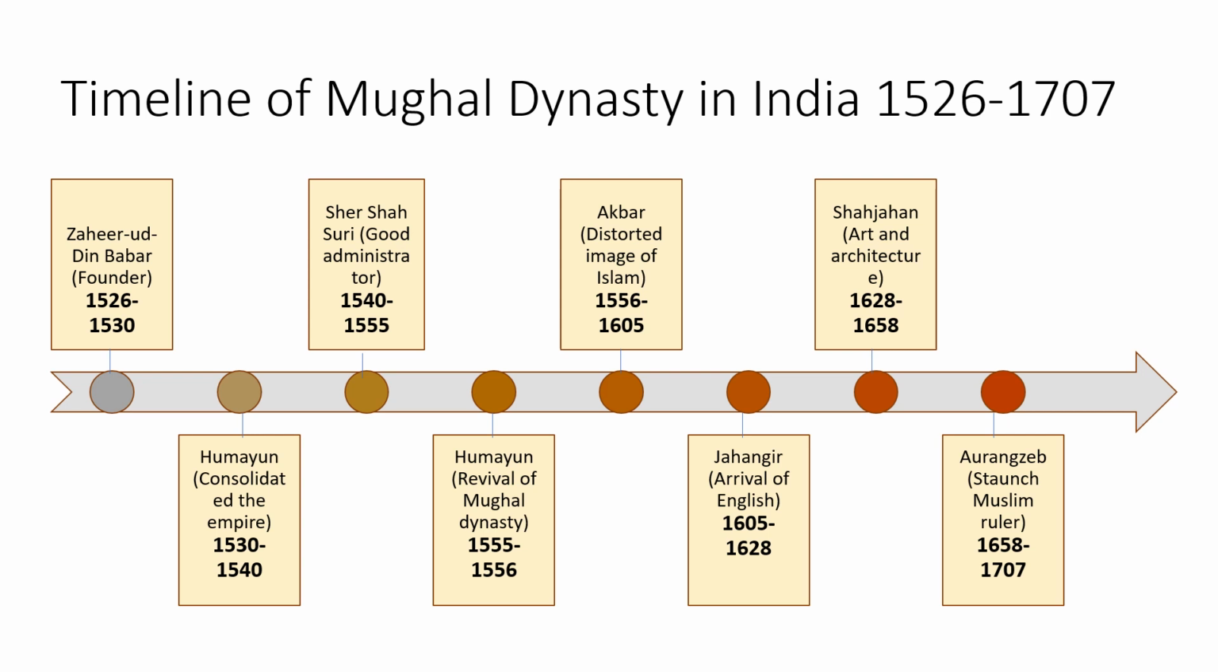Now here is the most comprehensive, interesting and nice slide of this lecture. That is the timeline of the Mughal Dynasty in India, 1526 to 1707. This timeline explains almost everything about the most important rulers of the Mughal Dynasty.